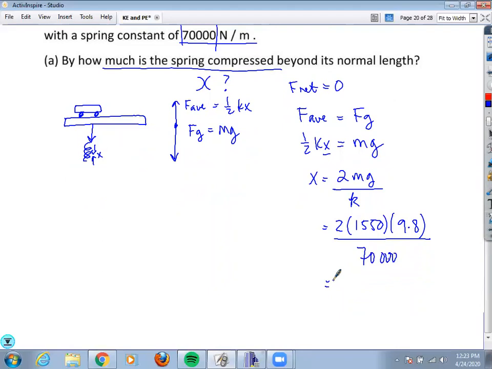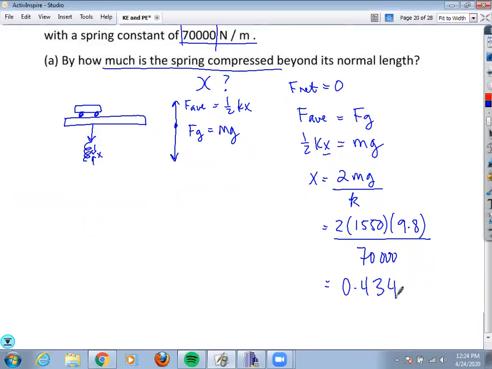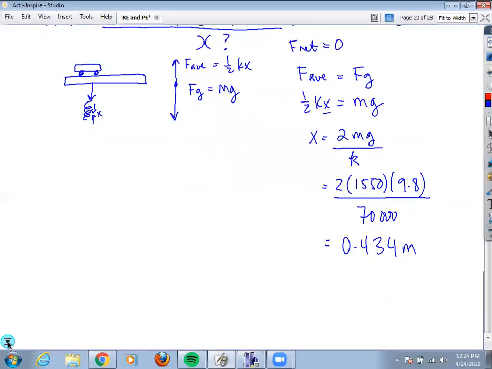You can isolate the amount that the spring is compressed. So 2 times 1550 times 9.8, and then divided by 70,000, and you get 0.434. 0.434 meters, which would be about 43 centimeters. So with 2 sig figs, x would equal 0.43 meters.